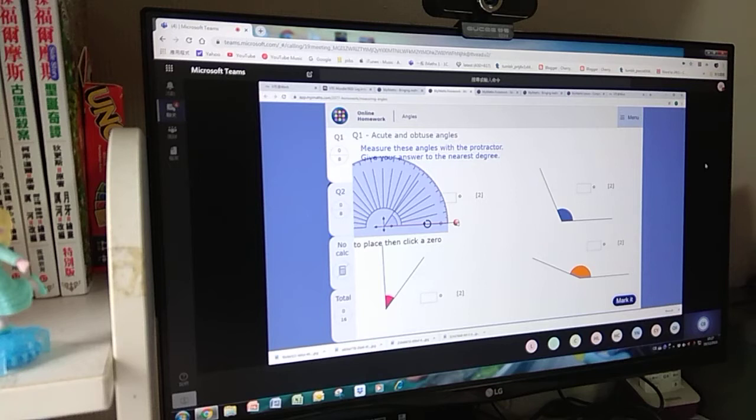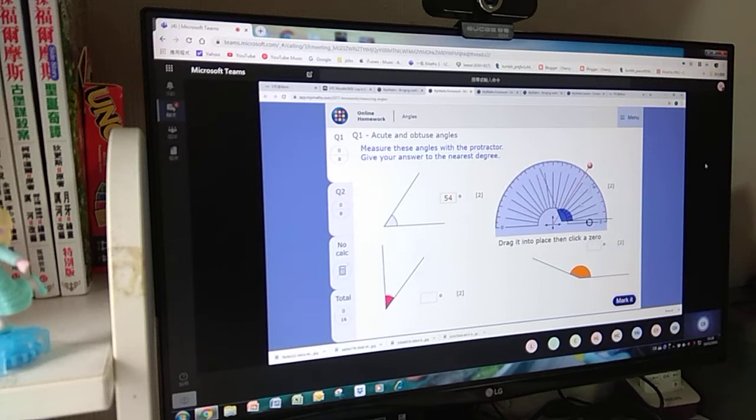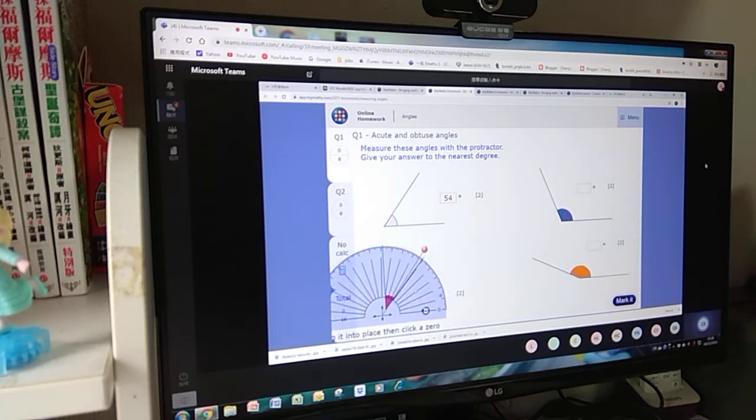Each small scale means 1 degree, 2 degrees, 3, 4, 5 degrees. So one big scale means 10 degrees. So you can count 1 big scale, 2, 3, 4, 5 big scales. So at least the angle has 50 degrees. So you count 1 more small scale, 2 more, 3, 4. So the answer here should be 54. This one and this one are also similar, but how about this one?